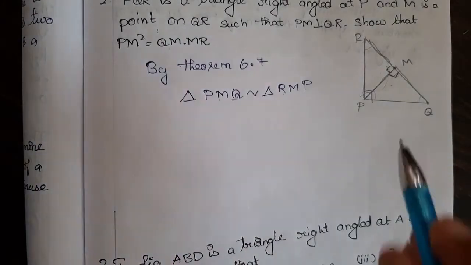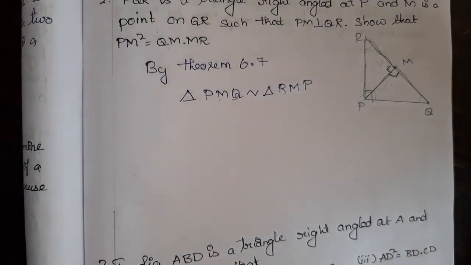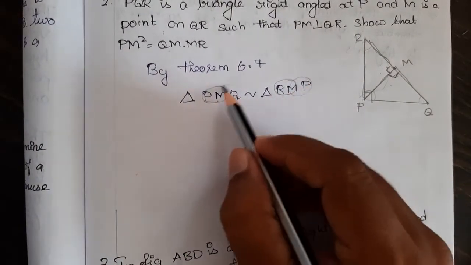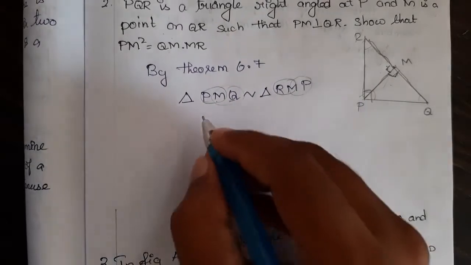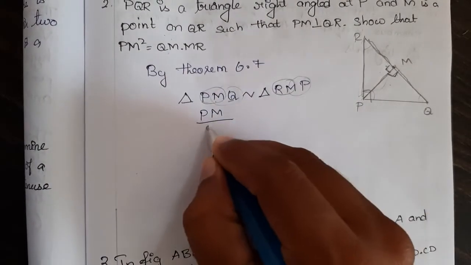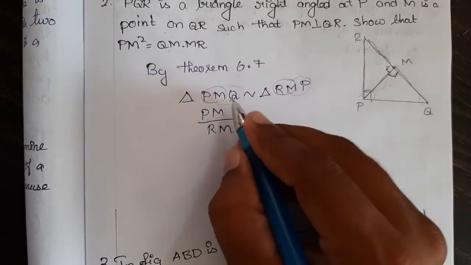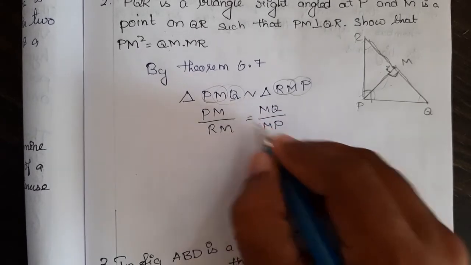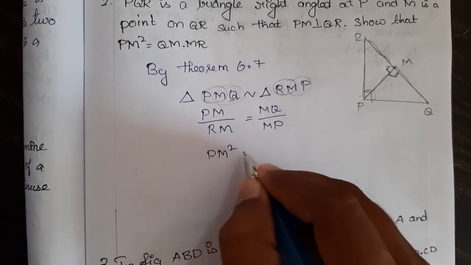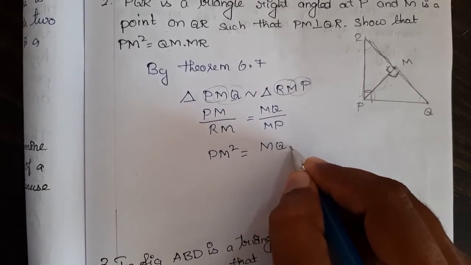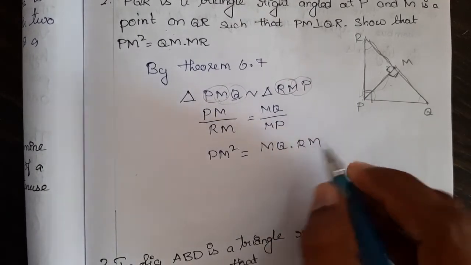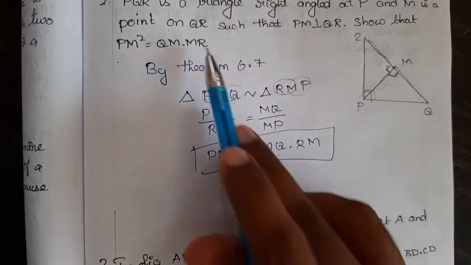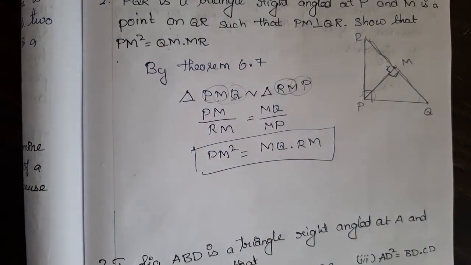So which two do we need? PM, QM. PM we need, and another PM is this pair, right? So the first two pair, PM by RM is equal to, next this is the PM, right? So here MQ by MP. So if you take PM into MP it is PM square, which is equal to MQ into RM. This is what we have to prove, right? PM square is equal to QM into RM, MR. That's the same, right?